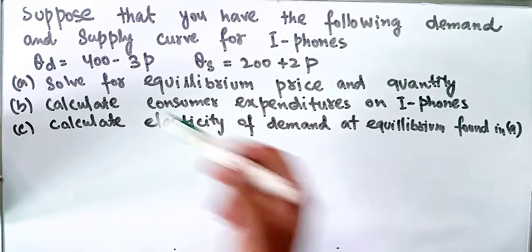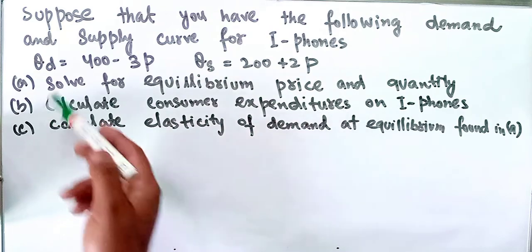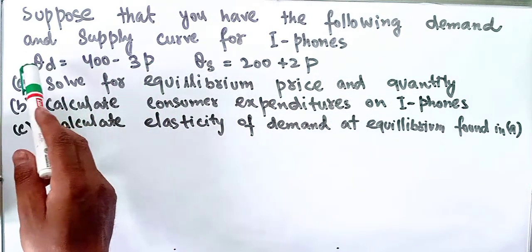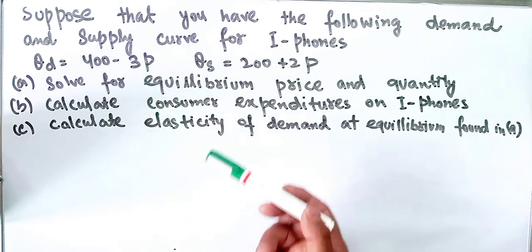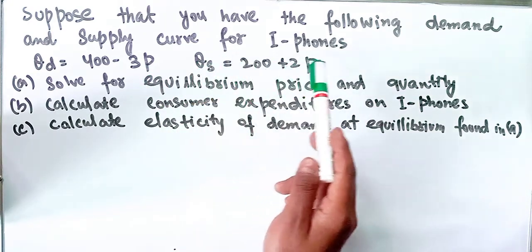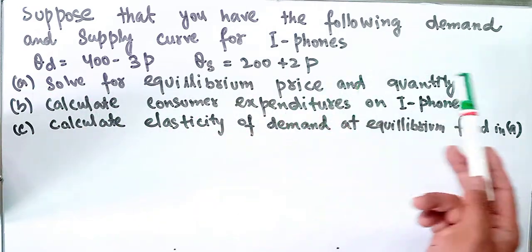The question is, suppose that you have the following demand and supply curve for iPhones. Quantity demanded is given as 400 minus 3p, where Q is the quantity demanded and P is the price. Also, we are given the quantity supplied is given as 200 plus 2p. The first part is solve for the equilibrium price and quantity.